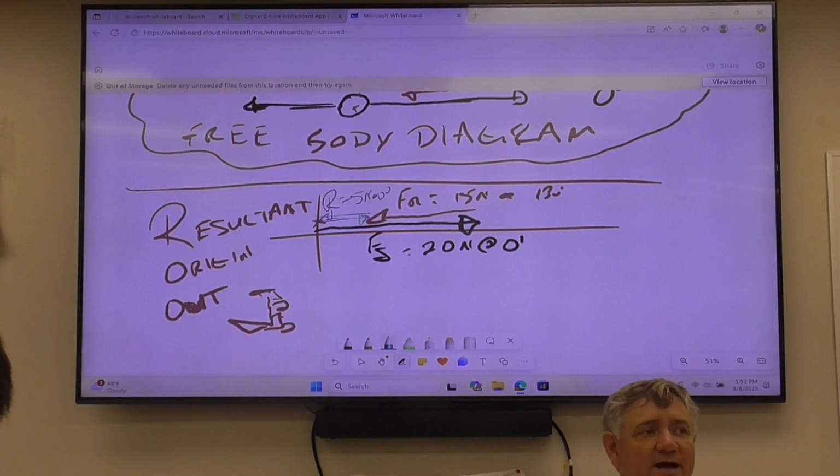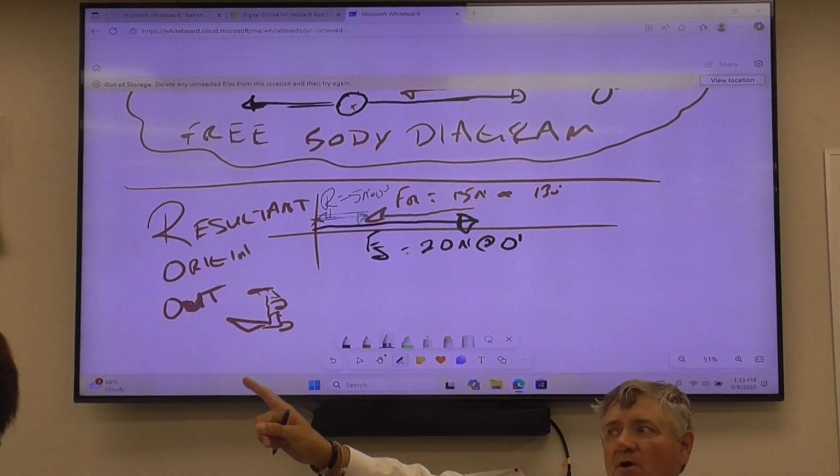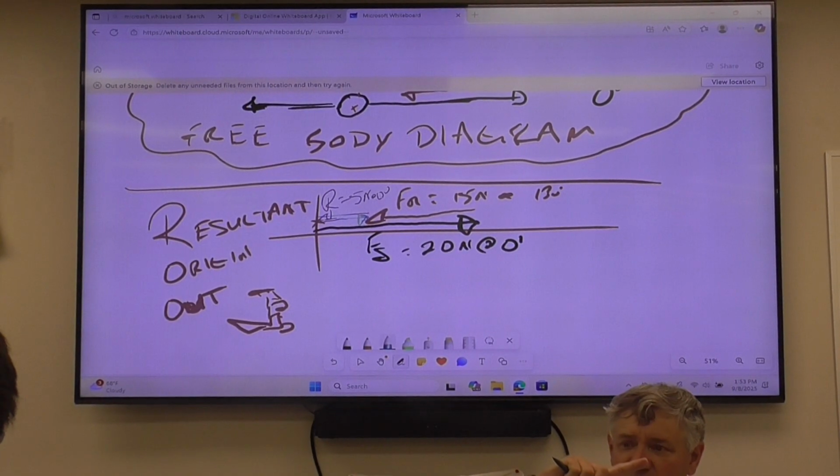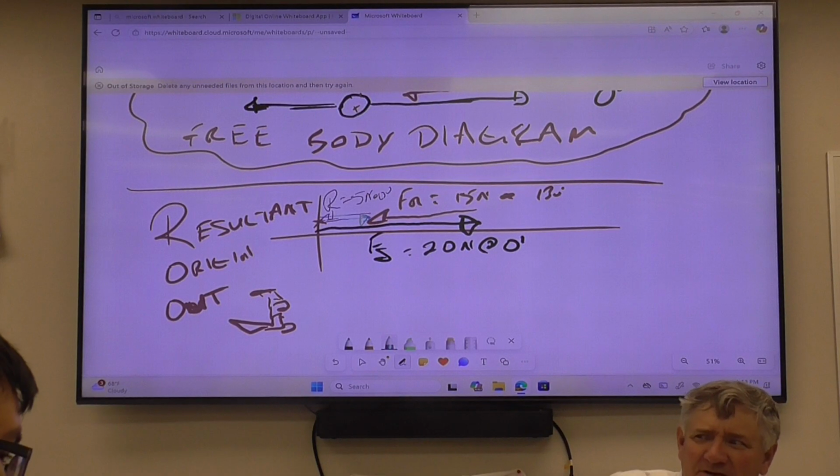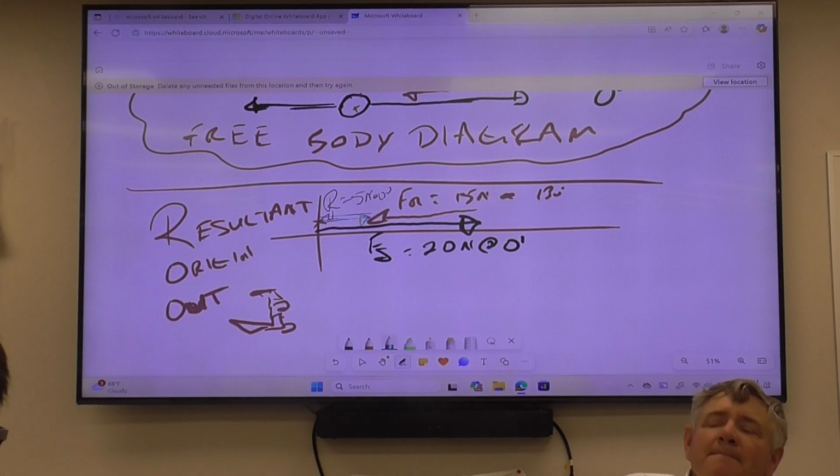So you would say, oh, hey, Sydney's pulling this way at 20, Ryan's pulling back this way at 15, but we're actually going to go in Ryan's direction, even though he's pulling with less force, which doesn't make any sense at all. Okay? Now, here's another way that you can view this.